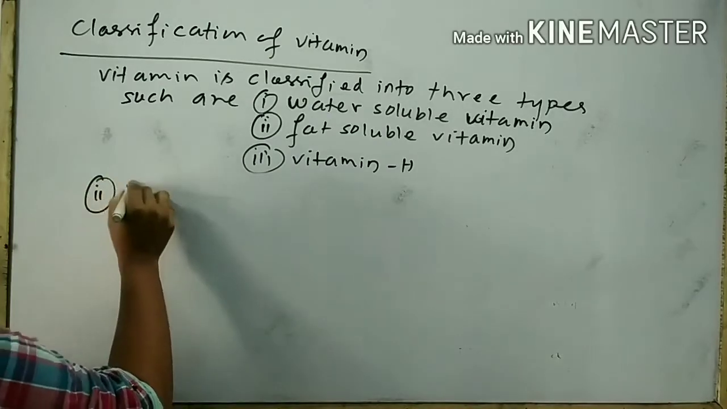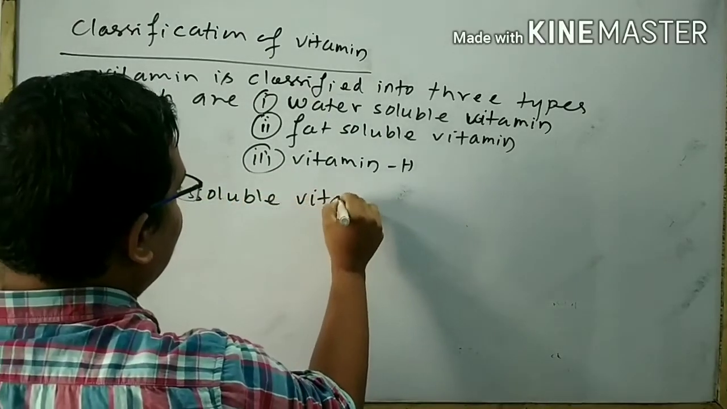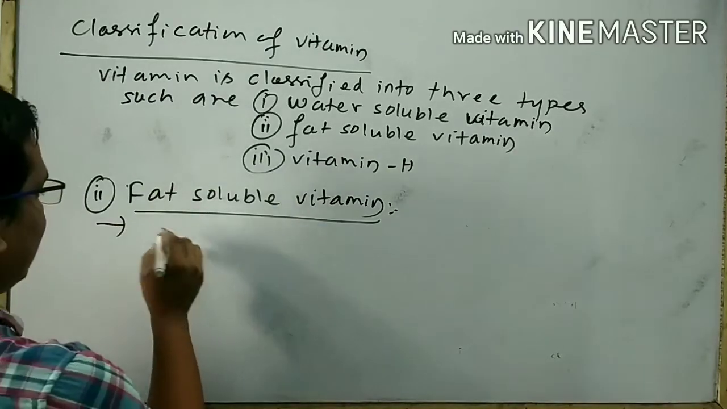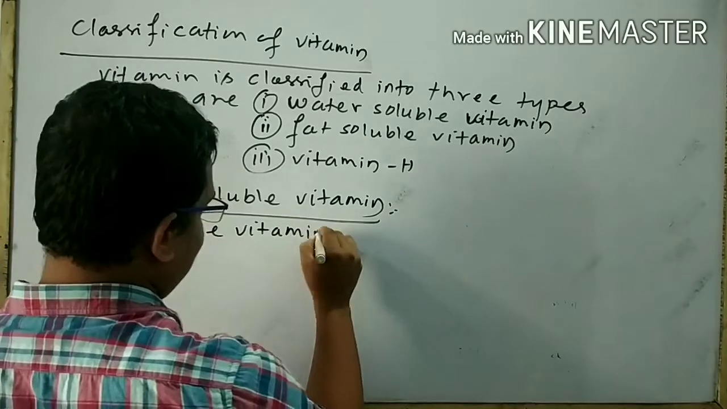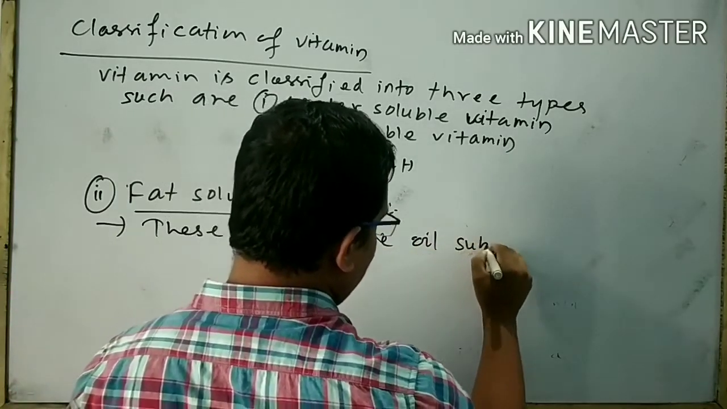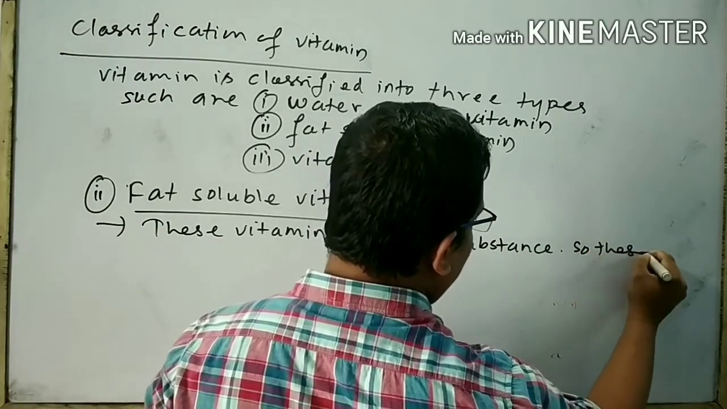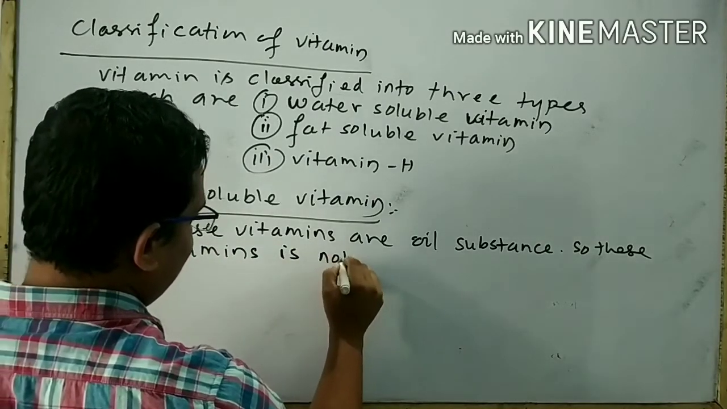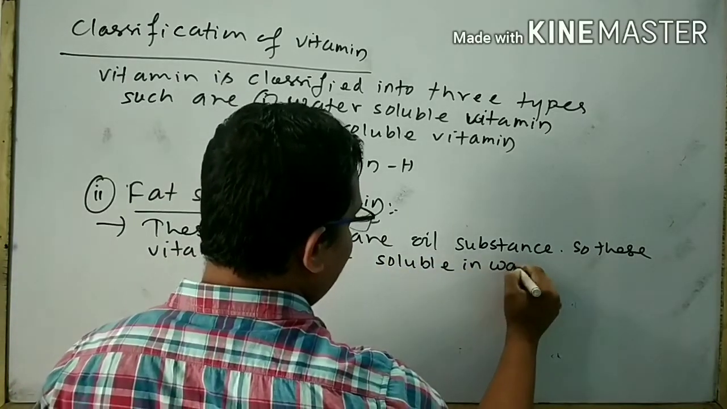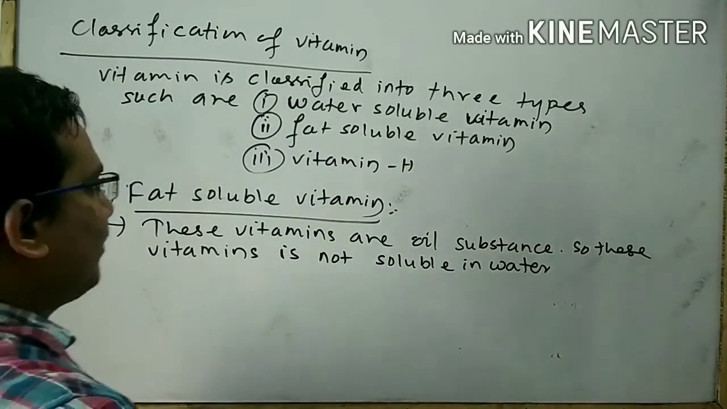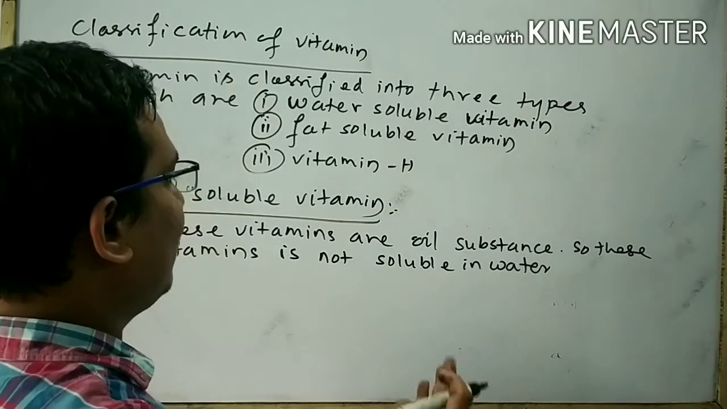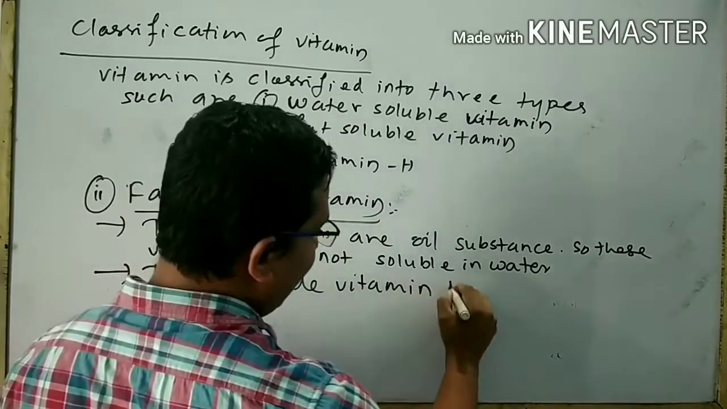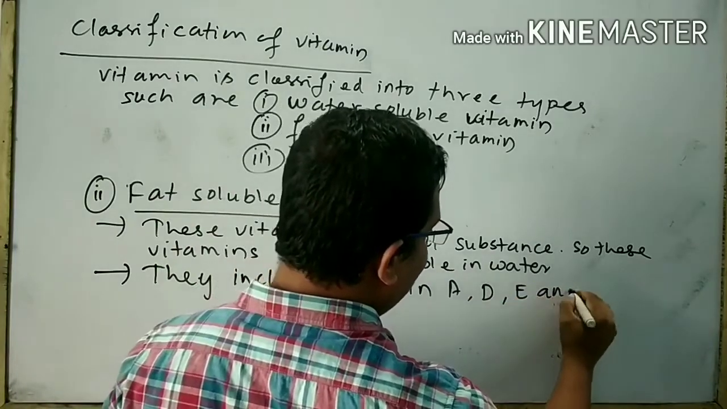Next I will discuss the fat soluble vitamins. These vitamins are oily substances, so they are not soluble in water. Generally, we include vitamins like A, D, E, and K. So you can write they include vitamin A, next D, E, and K.